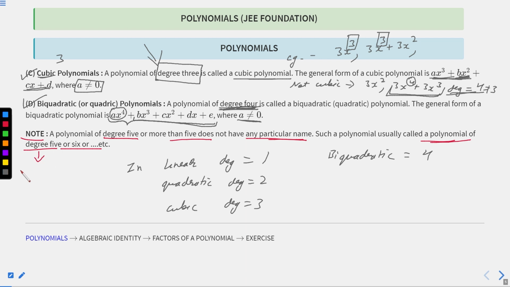For example, 6x power 5 plus 6x power 4 plus 6x power 2 plus 6. This is my polynomial. If you see the degree, what is the degree? The degree is the highest power of x, which equals 5. So this is my polynomial of degree 5. I hope now this is clear from an example. So let's move to next.